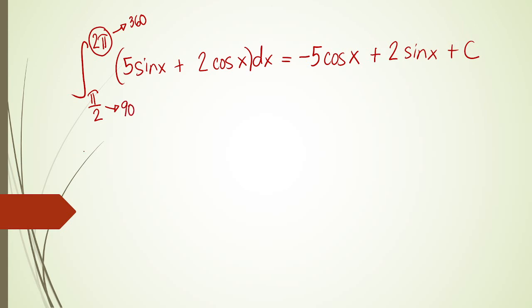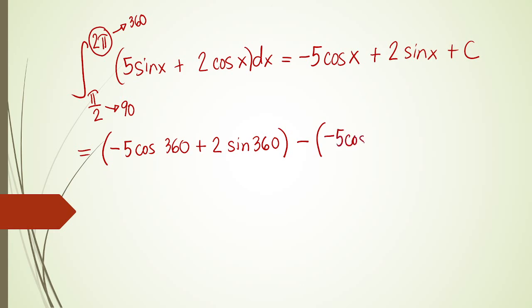Let's begin. I'll have -5 cosine 360 plus 2 sine 360, minus, we will have -5 cosine 90 plus 2 sine 90. Is this right? Yes, sir. Okay. Let's use your calculator now.